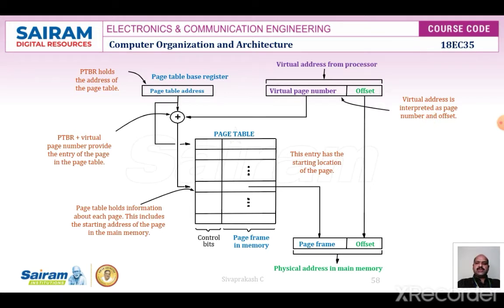The page table holds the information about each page, including the starting address of the page in the main memory. This entry has the start location of this particular page, a control bit, and the page frame in the memory, which provides a page frame and the offset. Together it provides the physical address in the main memory. In such a way the virtual address from the processor gets translated into a physical address in main memory.